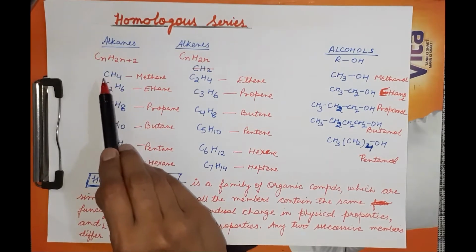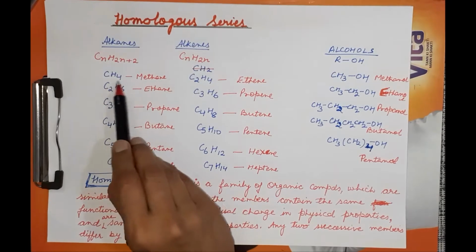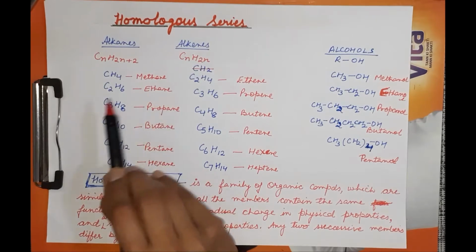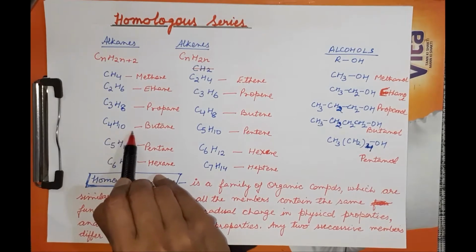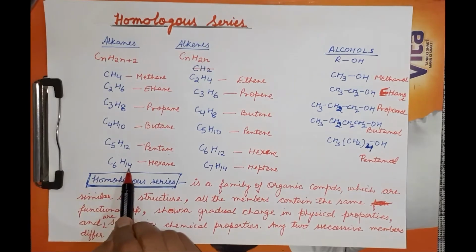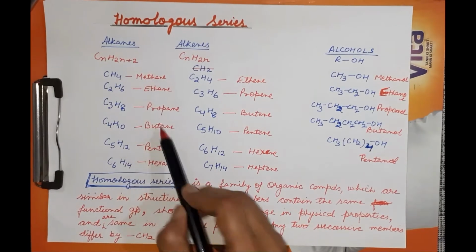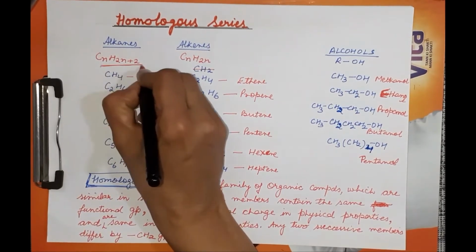If we take carbon atom number 1, first is methane, CH4. Second molecule will be C2H6, ethane. Third will be C3H8, propane, C4H10 butane, C5H12 pentane, C6H14 hexane. It goes on like this: C7, C8, C9, C10. All these compounds are represented by the general formula CnH2n+2.